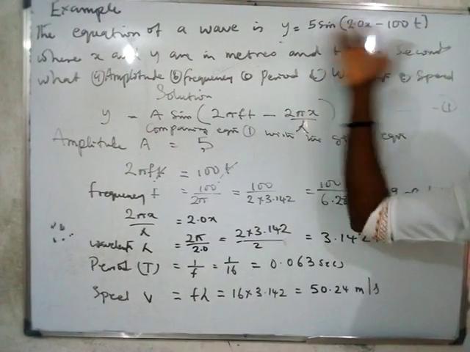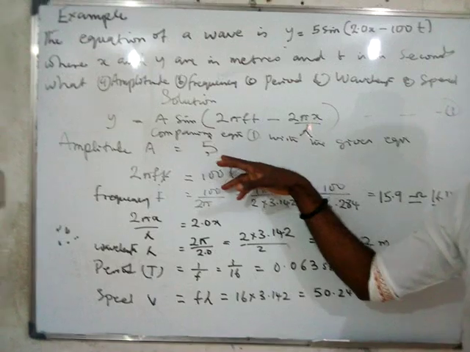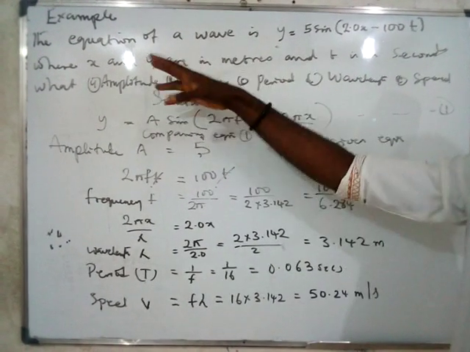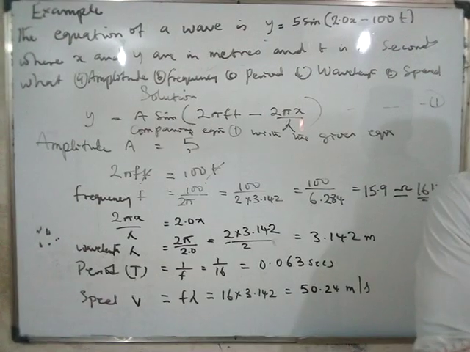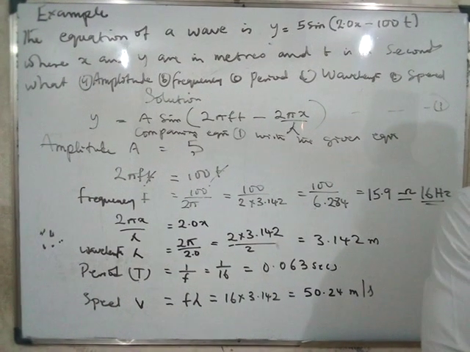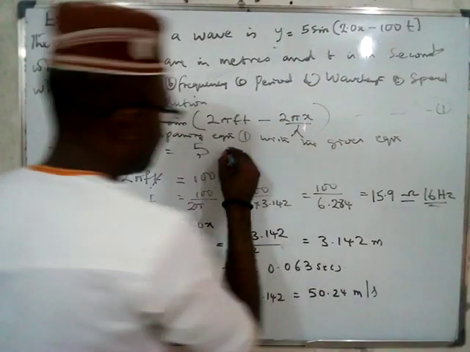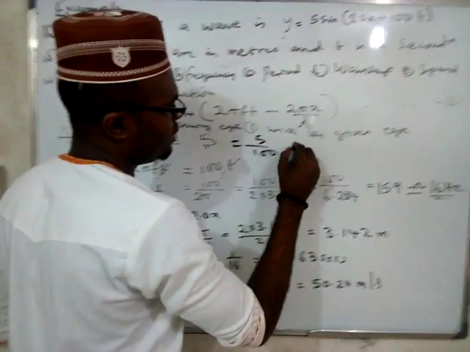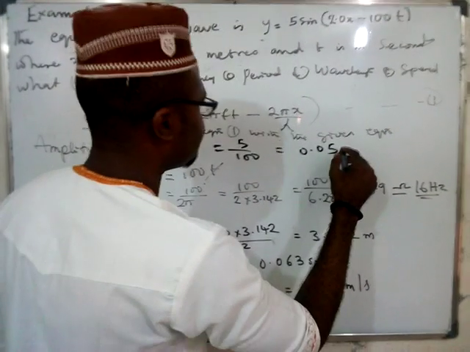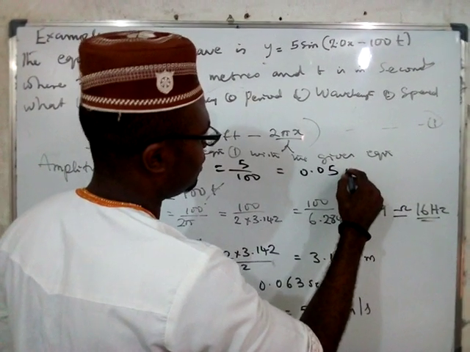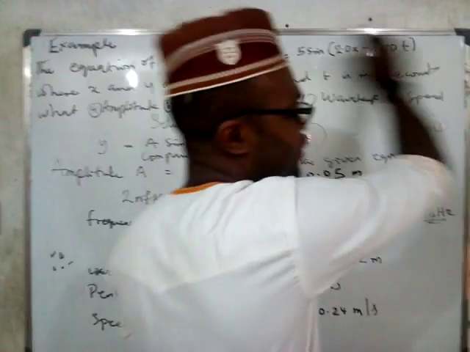If all of these are given in centimeters and you're told to find A in meters, it's going to be 5 over 100, since you convert centimeters to meters by dividing by 100. So it will be 0.05 meters. That's if the previous equation was in centimeters.